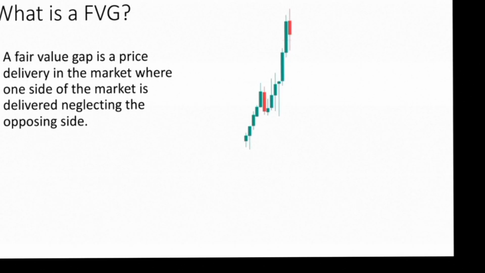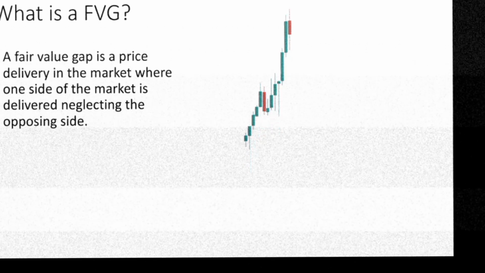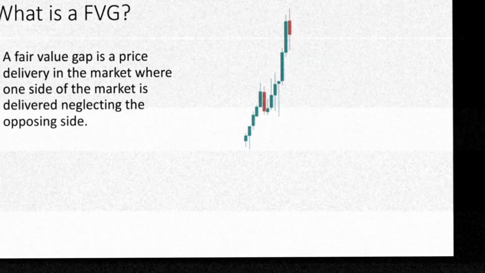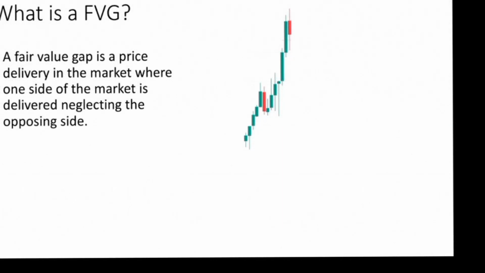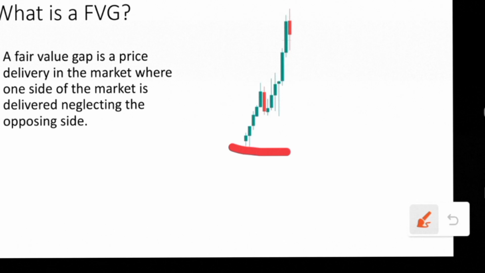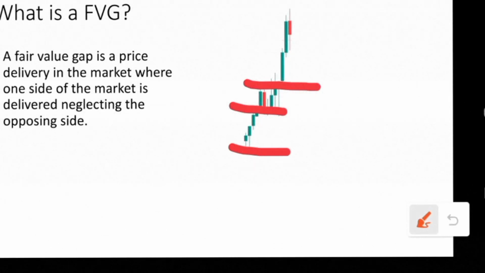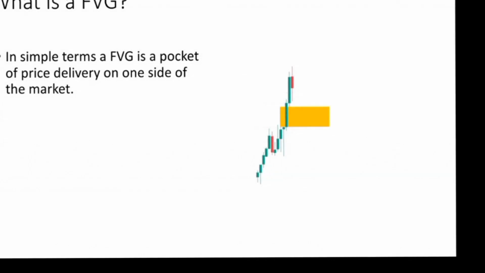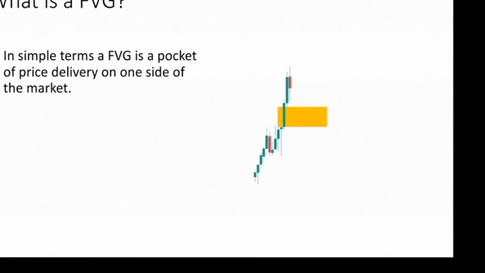There are so many definitions of a fair value gap, but according to ICT, a fair value gap is a price delivered in the market where one side of the market is delivered, neglecting the opposing side. As you can see on the diagram to the right, from this range to that range is a fair value gap, and from this range to that is a fair value gap. In simple terms, a fair value gap is a pocket of price delivery on one side of the market.